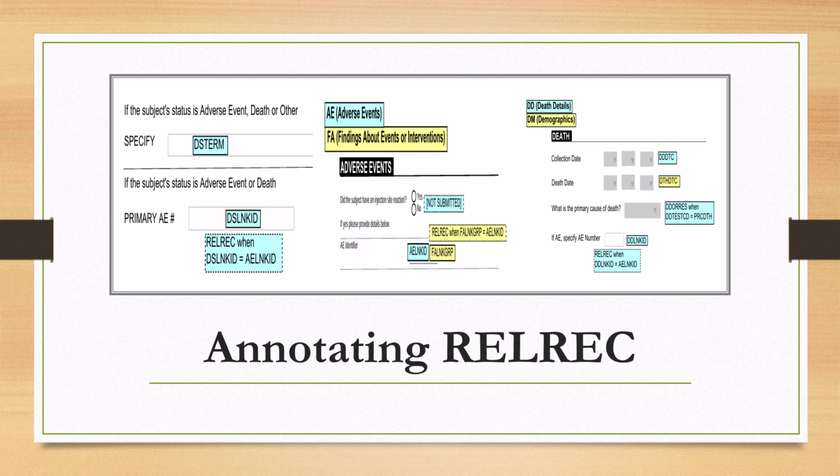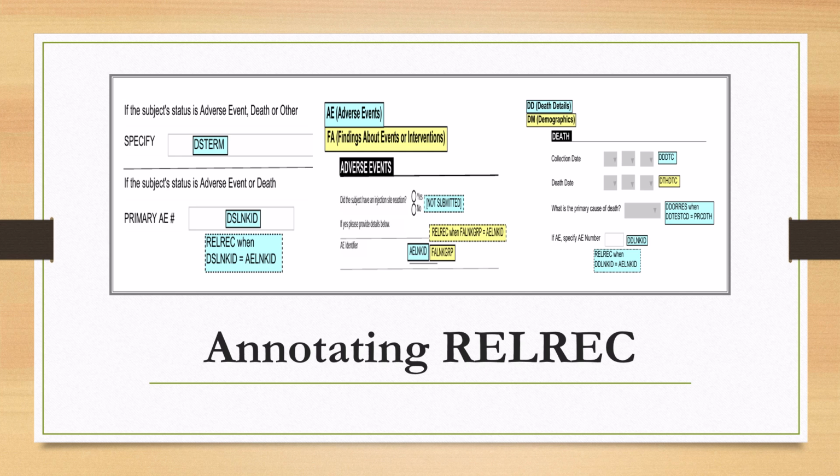There may be times when adding the domain prefix before the variable might be necessary if the variable name does not indicate the domain. In this example, you can see that the DS form has a log line, you can say, for the adverse event, where we can identify for which DS term we have a relationship with an adverse event. We can see that the DS term and the DS link ID are mentioned on the DS form, and it is related through RELREC with the AE link ID in the form of annotation as RELREC when DS link ID equals AE link ID. So when you see the DS data or the AE data, you can come to know that when you have the AE link ID and the DS link ID the same for that DS term, you can relate these two records, AE and DS.